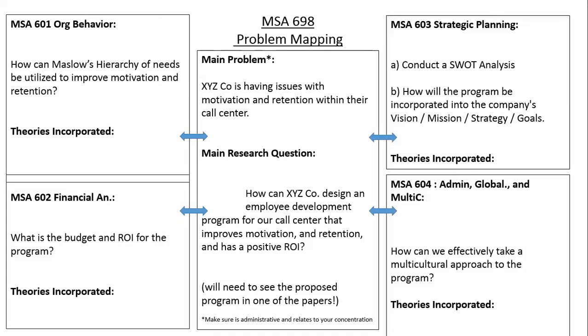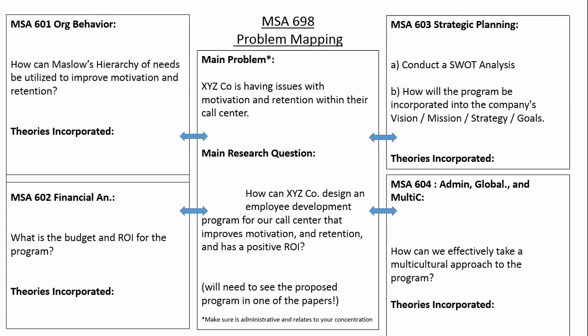Remember, you have to do some form of analysis in every paper. The SWOT analysis could be your analysis. How will the program be incorporated into the company's vision, mission, strategic goals? So you're looking at it strategically, straight out of your textbook. And then you move on to 604. How can we effectively take a multicultural approach to the program? Important when you're manning and training your workforce.